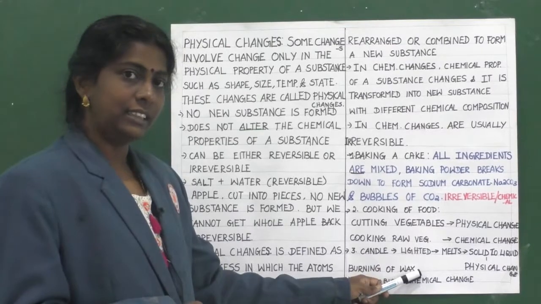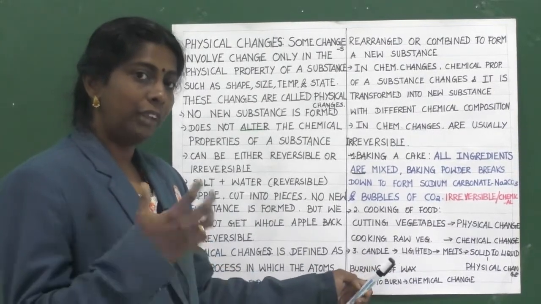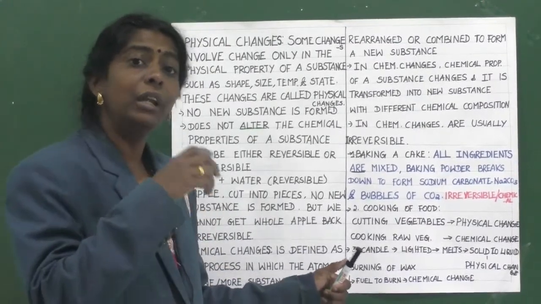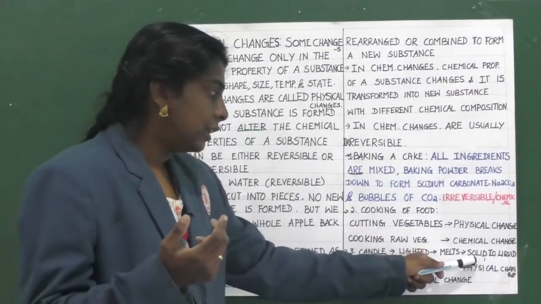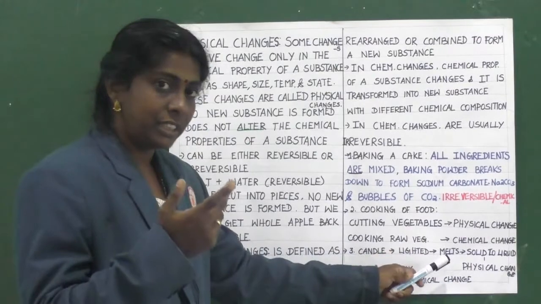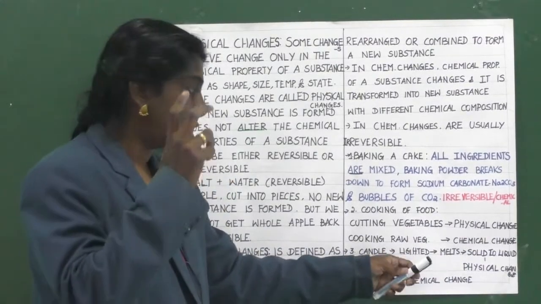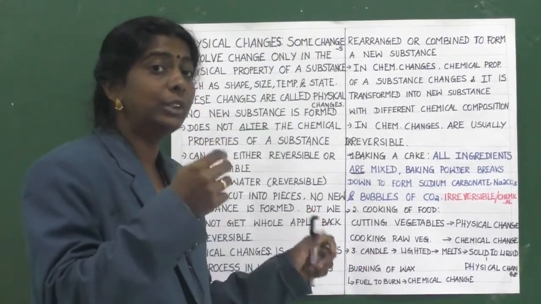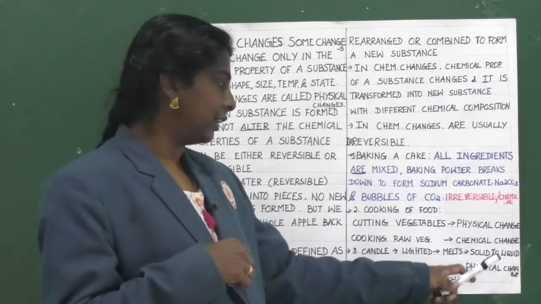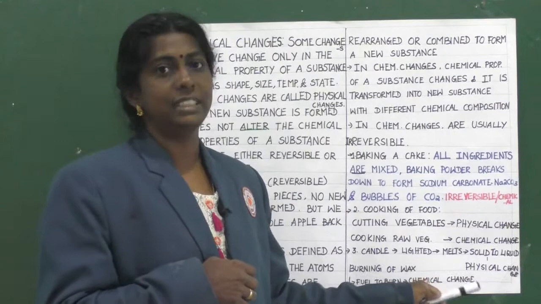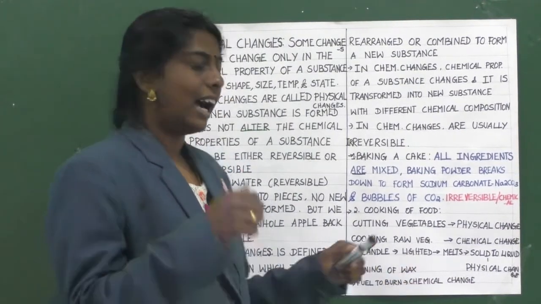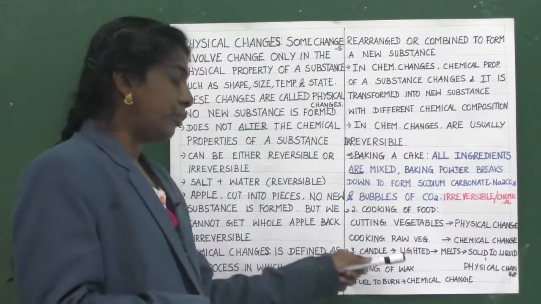When it is lighted, what will happen? Automatically it will melt. So, there is a change of state, that is the solid wax is getting melted to liquid, is it not? So, that change is termed as physical change. Clear?